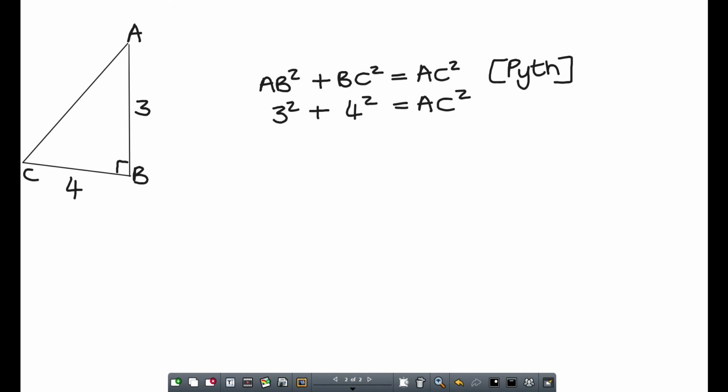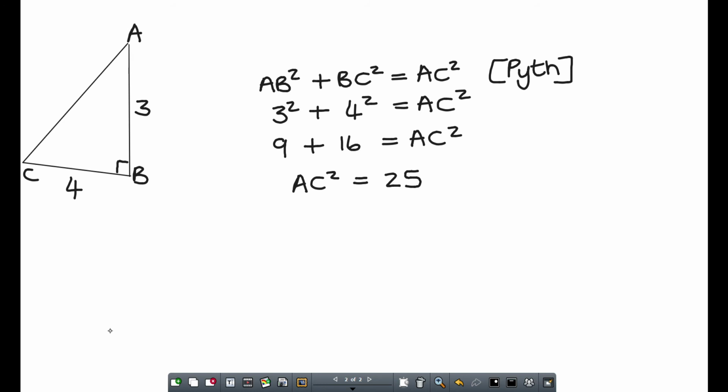Okay, now 3 squared is actually 9. 4 squared is 16. Now, if you guys don't mind, I want to write the AC squared. I don't like having my unknown on the right-hand side. Is that all right? Okay, so 9 plus 16 is going to give you how much? 25. So AC squared is actually equal to 25.